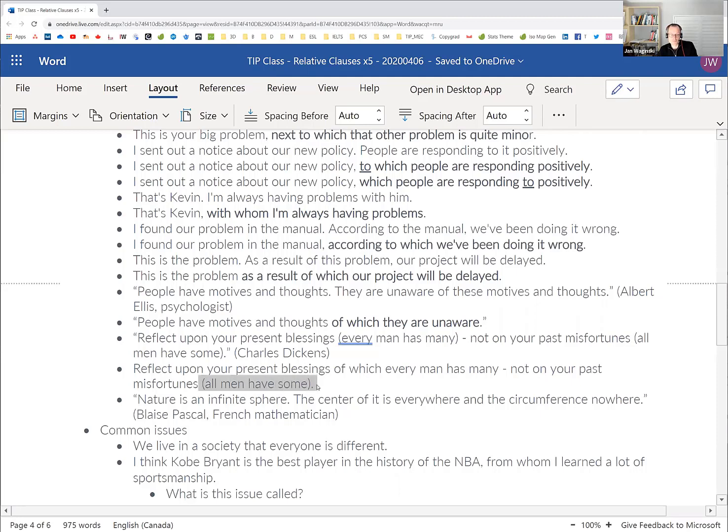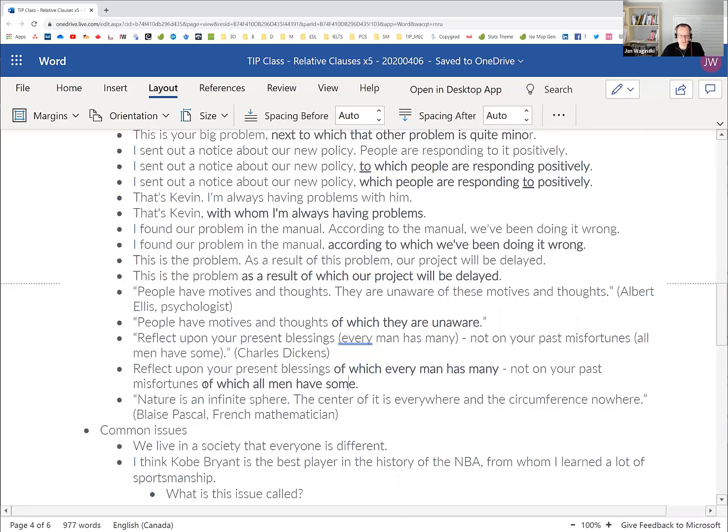And what about this one? Not on your past misfortunes. Pronounced misfortunes. The T is pronounced ch, misfortunes. Misfortunes, of which, I think also. Good. All men have some. Very nice. Men have many of them. Right? Okay. Men have some of them.